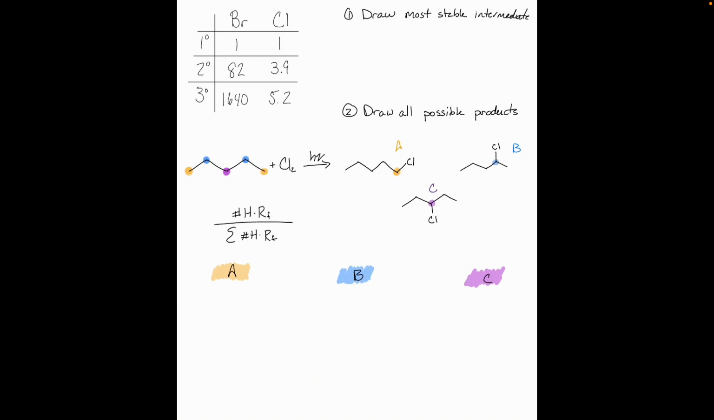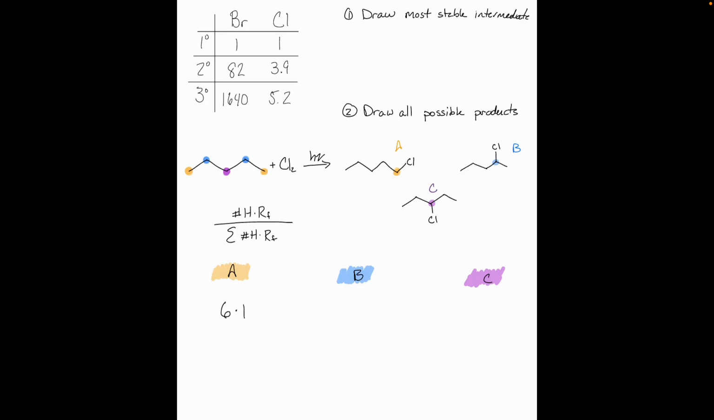All right, so let's do it here. How many hydrogens are in group A, our orange group? 6, right? I got 3 on that one orange carbon, 3 on the other one. So that'd be 6. And the reactivity factor for the orange group? 1, right? Because it's a primary carbon, okay?